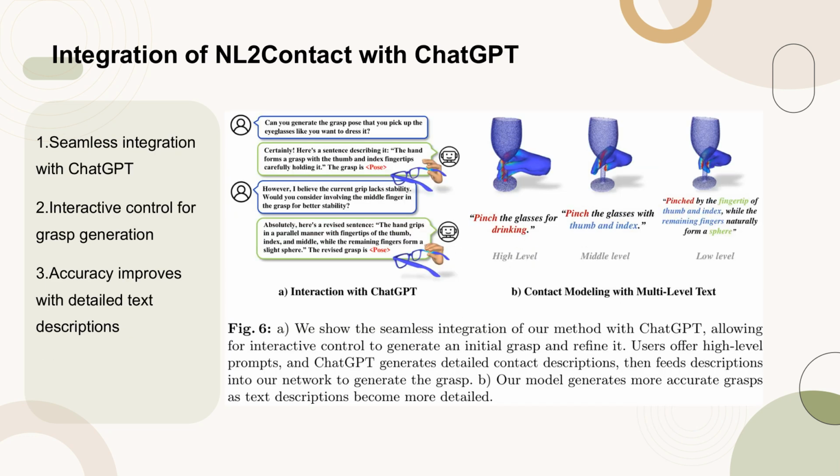Figure 6 illustrates the integration of our NL2Contact method with ChatGPT, showcasing interactive control for generating and refining grasps. In Part A, users provide high-level prompts, which ChatGPT translates into detailed contact descriptions. These descriptions are then fed into our network to generate the initial grasp. Part B demonstrates that the accuracy of the generated grasps increases as the text descriptions become more detailed. This integration highlights the potential for interactive and precise control in grasp generation tasks.